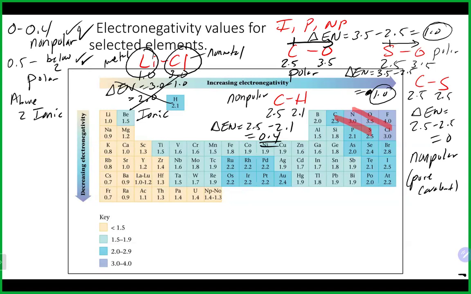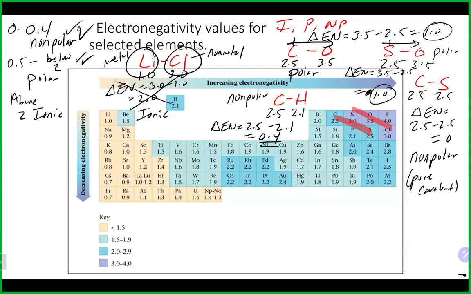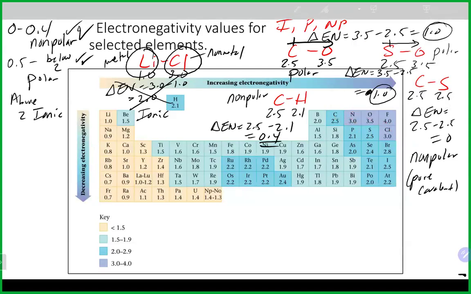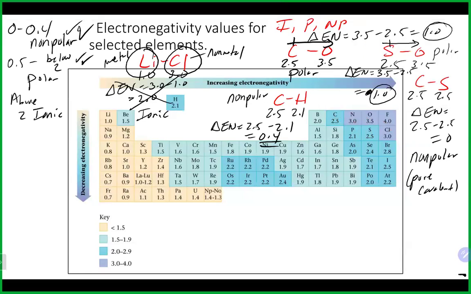Now, do you always need the actual values? The answer is no, you really don't. You can make a pretty good estimate just using the general trend in electronegativity, especially if you're looking at something that's either in the same group on the periodic table or the same period on the periodic table. We look at our carbon-oxygen bond from earlier. They are in the same period on the periodic table, and oxygen is actually further to the right.